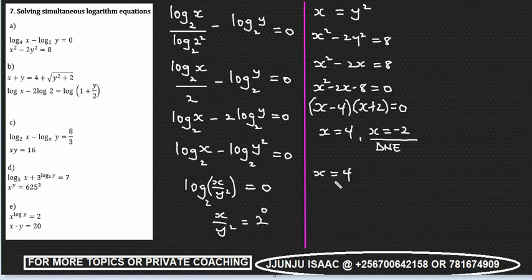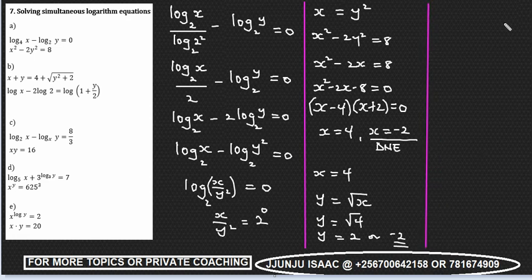If we take x equal to 4, we can find y. So y is equal to the square root of x from here. So our y will equal the square root of 4. So we see that y is equal to 2 or negative 2. But negative 2 does not exist because we cannot have a log of a negative number. So the solution will therefore be x equals 4 and y equals 2. So that is the solution for part A.